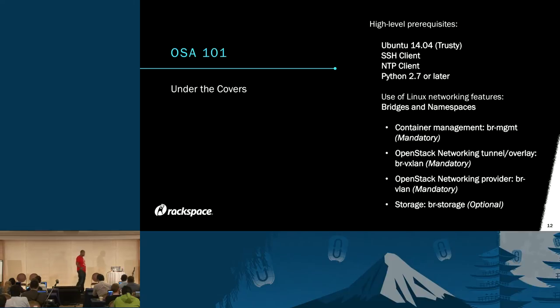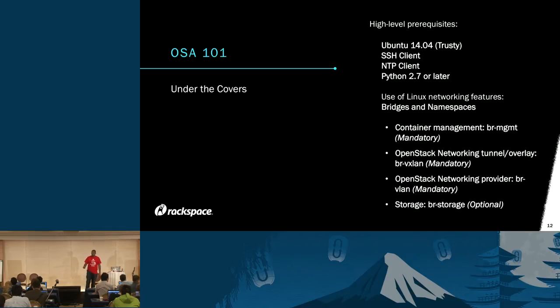So these are the high-level prerequisites, under the cover stuff, as the gentleman was asking about. So again, Ubuntu 14.04 is the operating system that is required at this time for OSA. That is being worked on to add more, but right now, that is it. SSH client, NTP client, as I said before, time is very important. And Python 2.7 or later. Most machines running a Linux kernel are going to have Python already, so that's probably not even an issue.